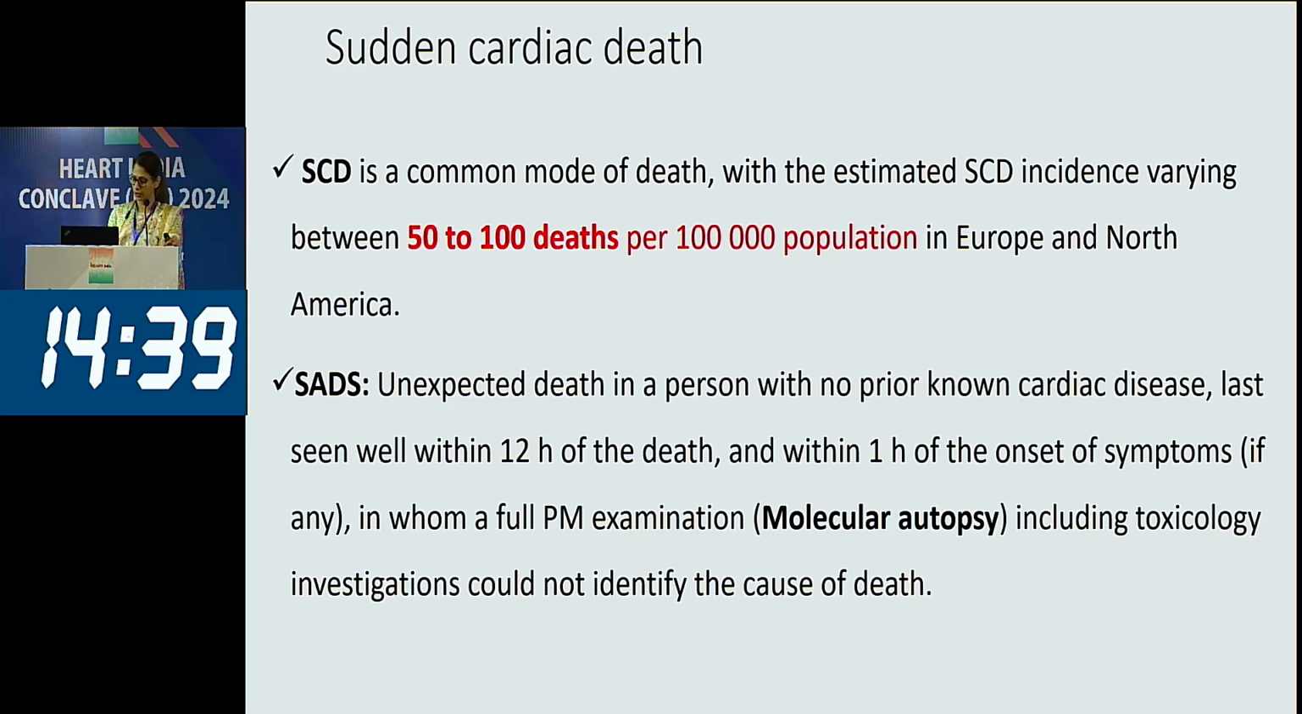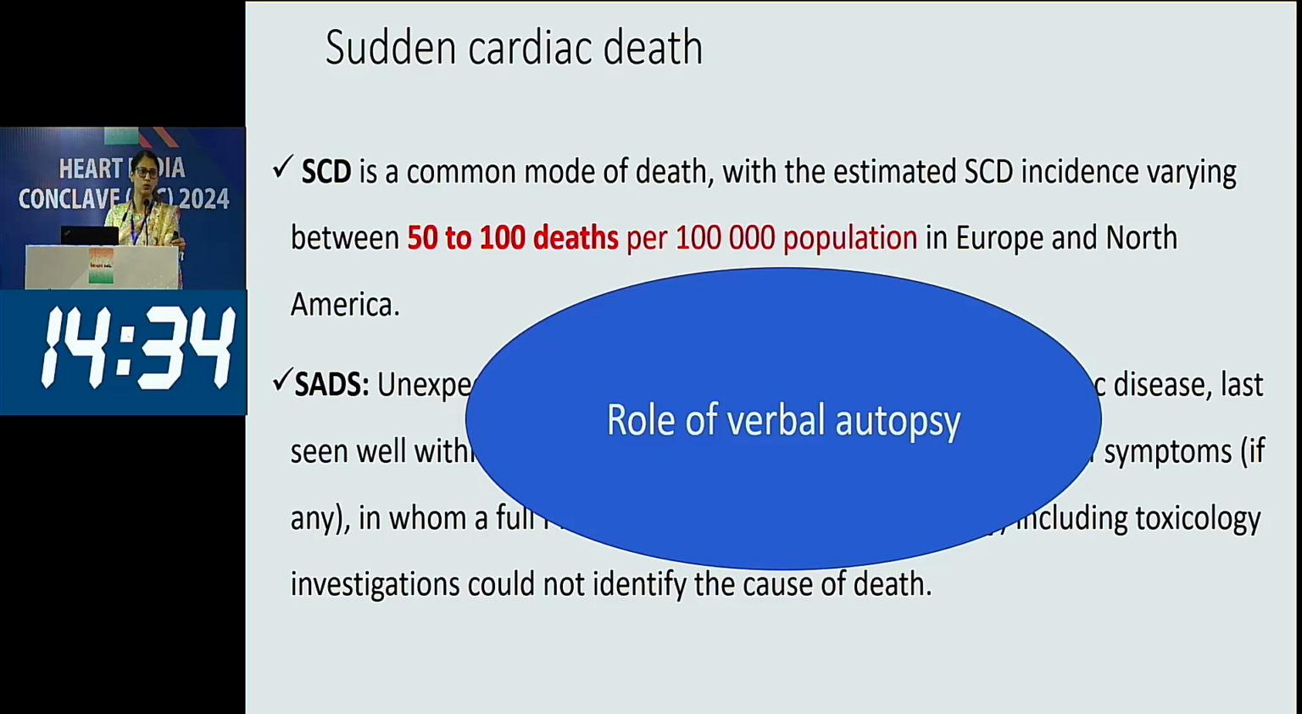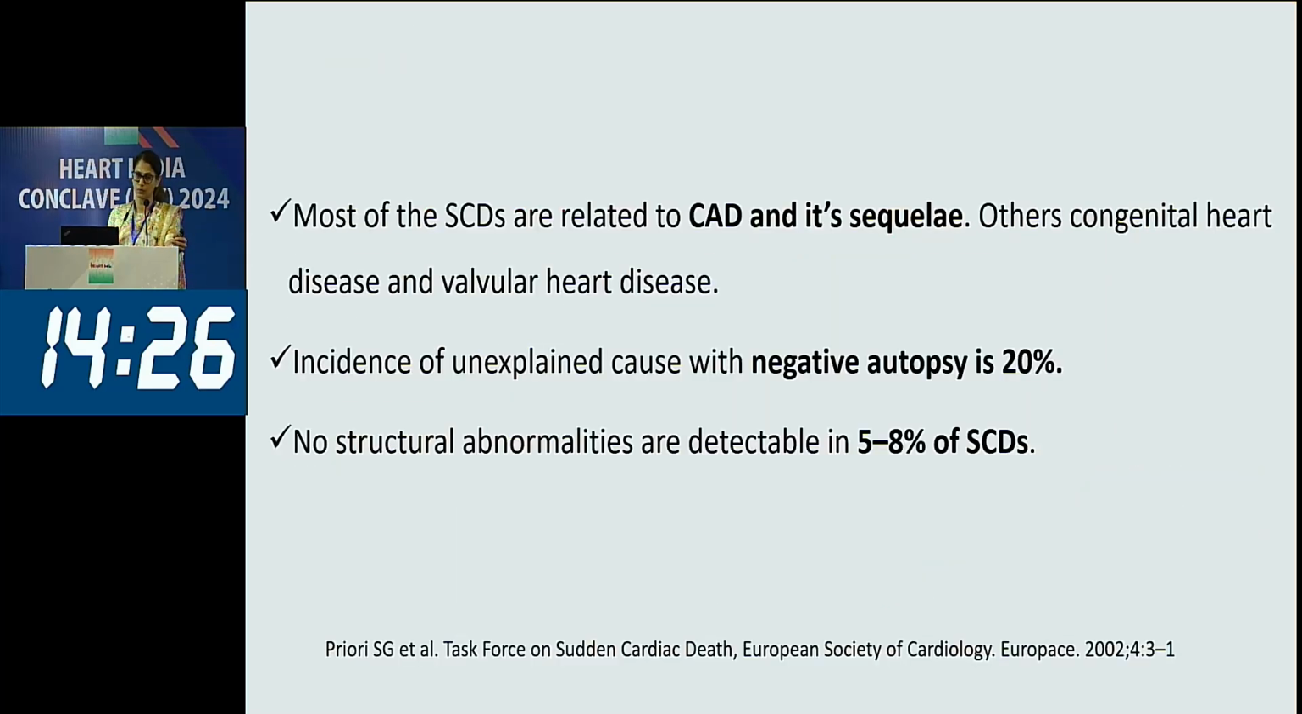And from our country, there is no systematic data on how to find the cause. But the simplest way, because we don't do too many molecular autopsies or systematic autopsies, is verbal autopsy. I'll talk about what you mean by verbal autopsy. The commonest reason all over the world is coronary artery disease, followed by some known structural heart disease. It may be dilated cardiomyopathy, which we usually call idiopathic because we have not diagnosed it, or some known congenital heart diseases. And incidence-wise, you may get a negative autopsy in 20% of the cases, and you may not find any structural abnormalities in almost 10% of the patients.